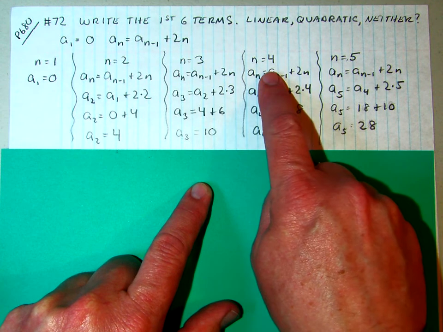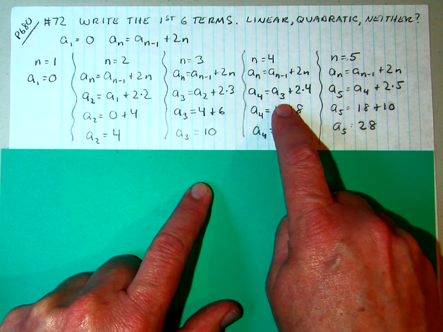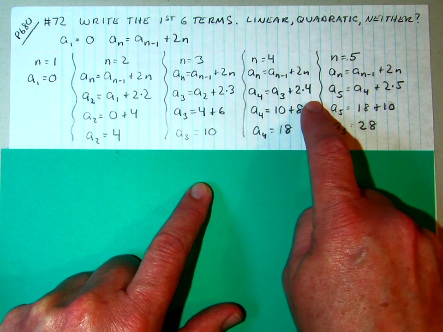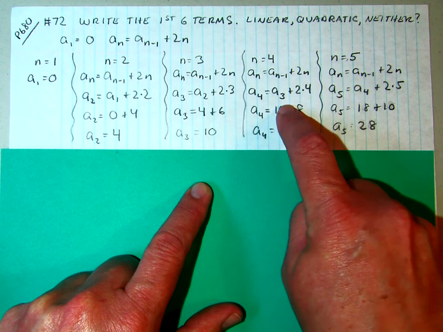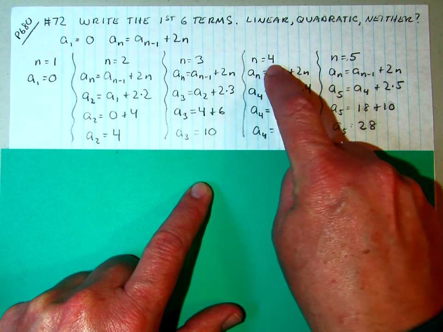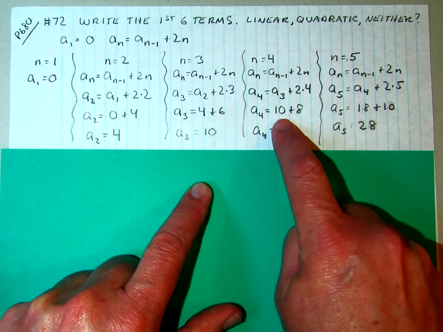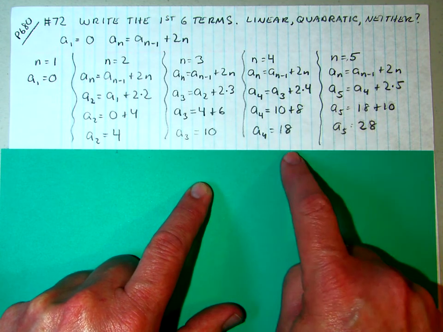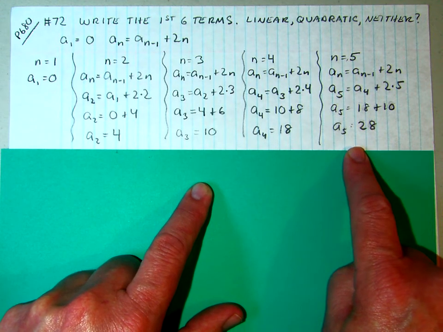For n equal to 4, that means a sub 4 is equal to a sub 3 plus 2 times 4. The 4 is the term we're looking for. That's 1 less than that. That n is the number of the term. We know a sub 3 from the previous step, plus 8 is 18, etc. Then a sub 5.